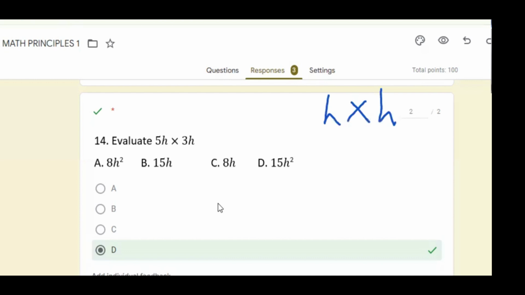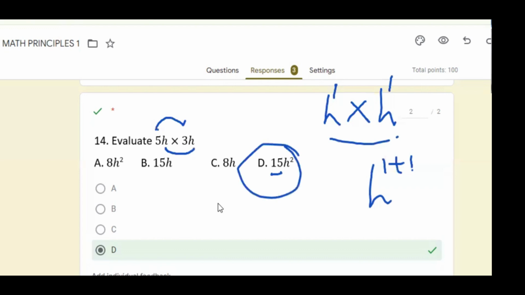When you are multiplying the same letter, you add all their powers. h means h to the power of 1, h means h to the power of 1. So it's going to be h to the power of 1 plus 1. You know that 5 times 3 already has given 15. So h times h gives h squared, and 15h squared will be the result.